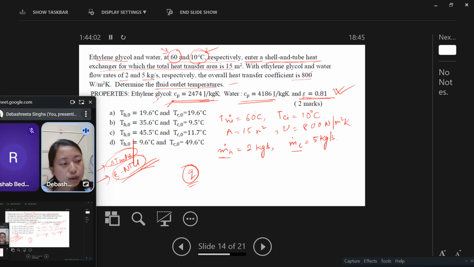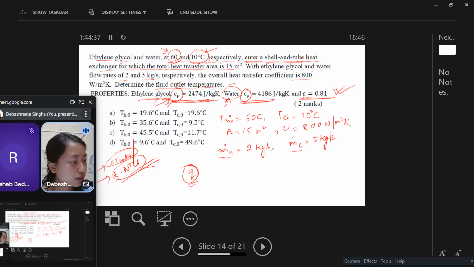While practicing many of the questions, even if they have given the Cp in the question, just practice by looking at your book, the appendix, for the specific heat of the particular solvent or fluid. You should be able to find it out, and that should be at a particular temperature only. Since the outlet temperatures are not given, you have to rely on this Cp only.